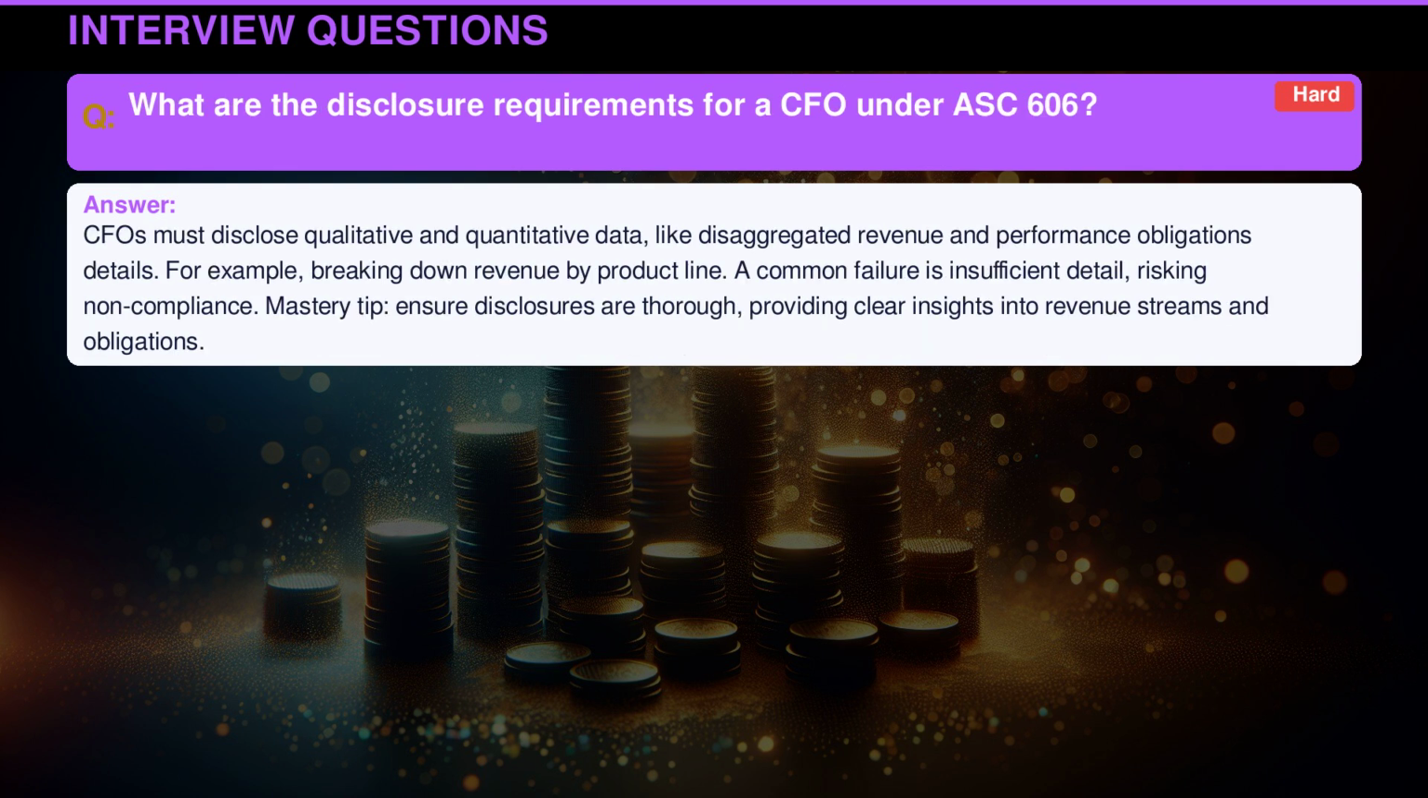CFOs must disclose qualitative and quantitative data, like disaggregated revenue and performance obligations details. For example, breaking down revenue by product line. A common failure is insufficient detail, risking non-compliance. Mastery tip: ensure disclosures are thorough, providing clear insights into revenue streams and obligations.